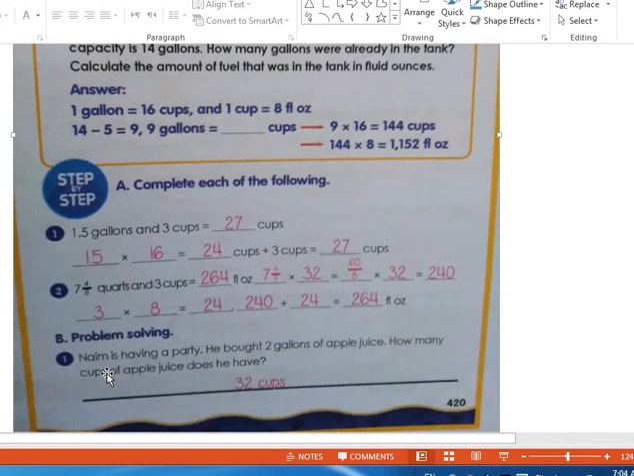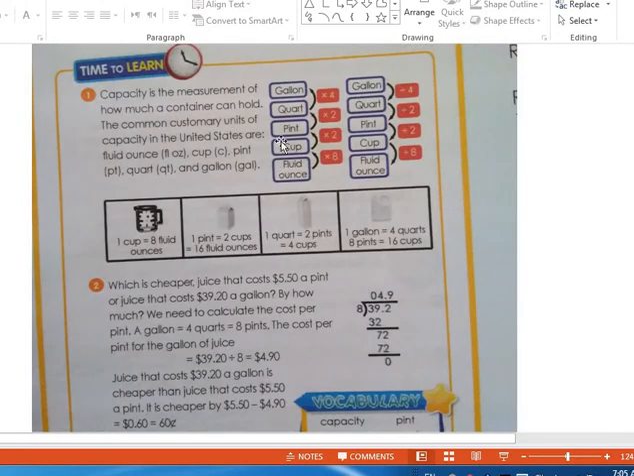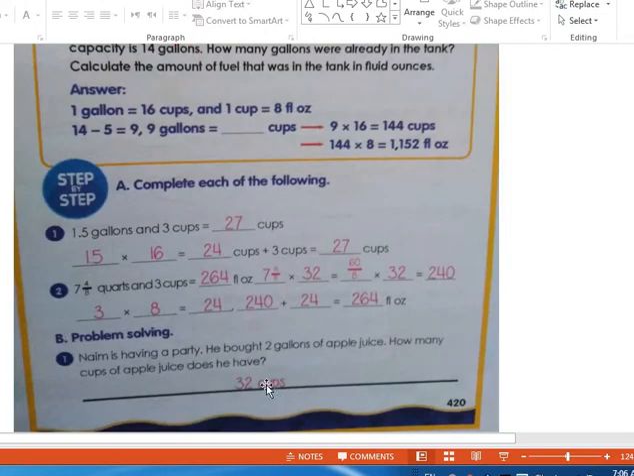Okay, Naim is having a party. He bought 2 gallons of apple juice. How many cups of apple juice does he have? I want to convert 2 gallons into cups. So go back to the table. From gallons to cups, what should I do? I have here 1 gallon equals 16 cups. So 2 gallons equal 2 times 16, which gives the answer of 32 cups.